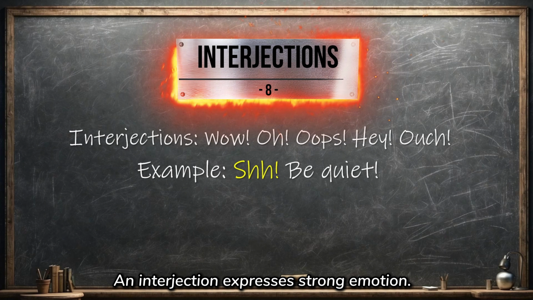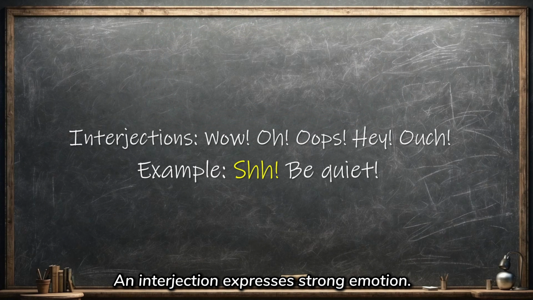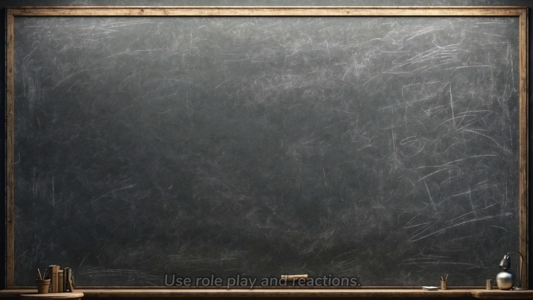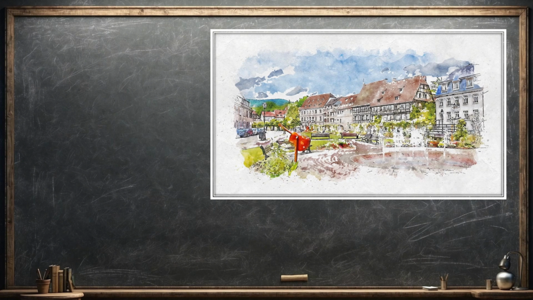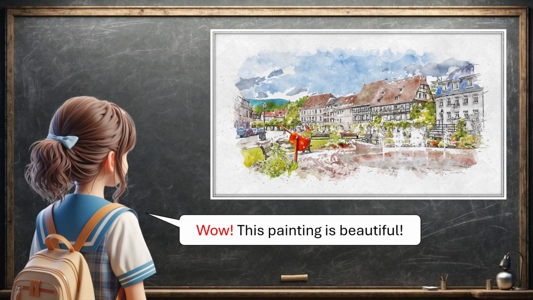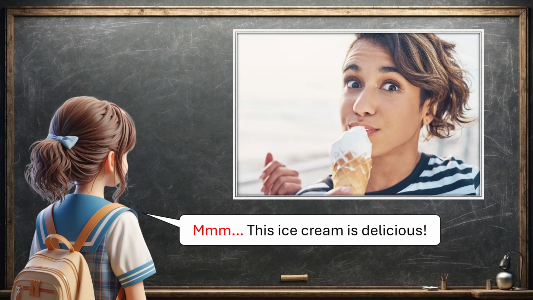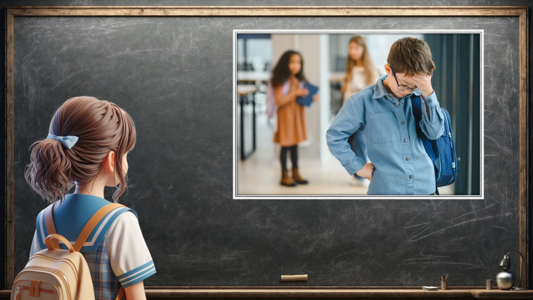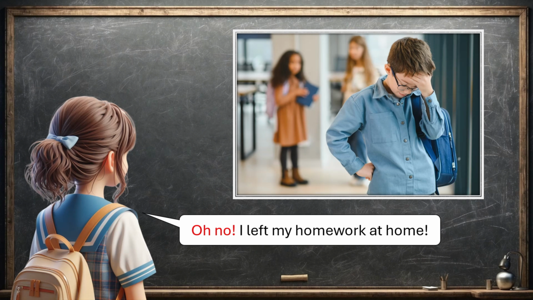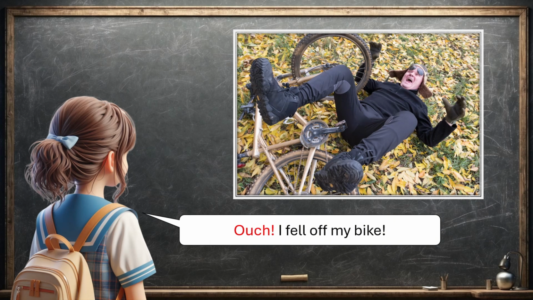An interjection expresses strong emotion. Use role play and reactions. Show surprising pictures or funny images. Ask students, what would you say? Wow, this painting is beautiful. This ice cream is delicious. Oh no, I left my homework at home. Ouch, I fell off the bike. This shows that interjections are emotional reactions in language.